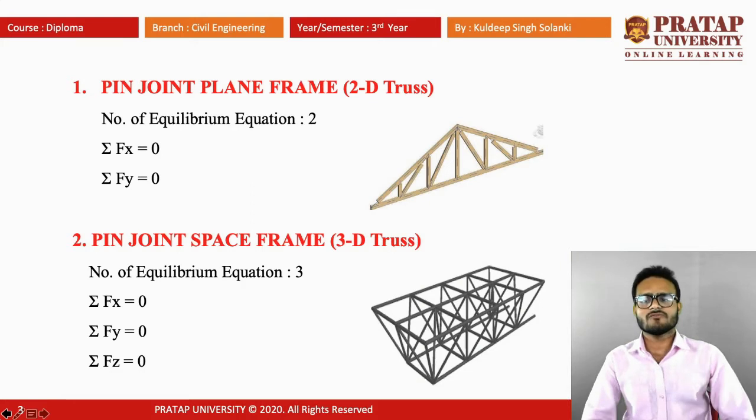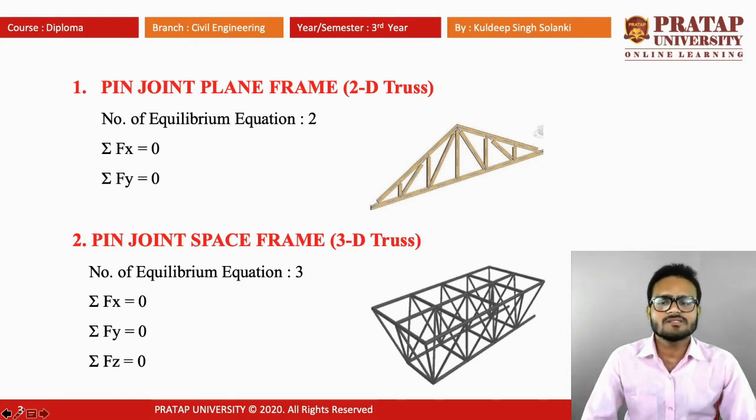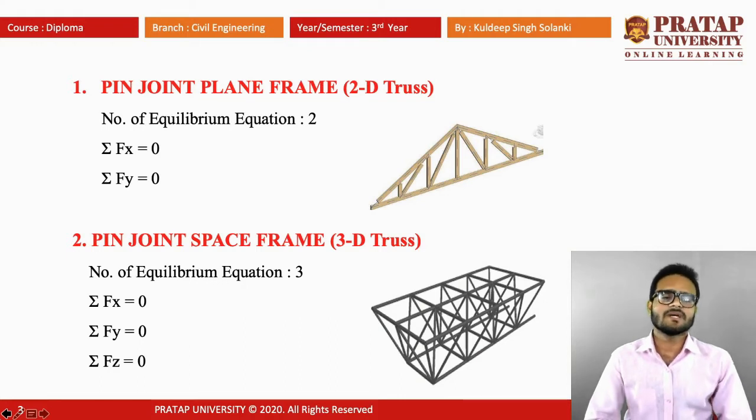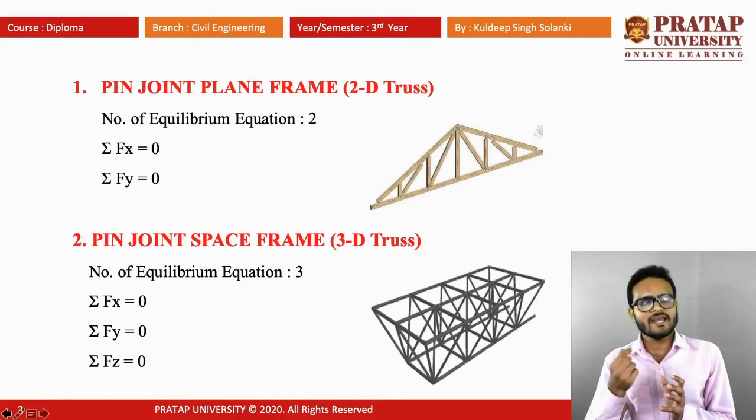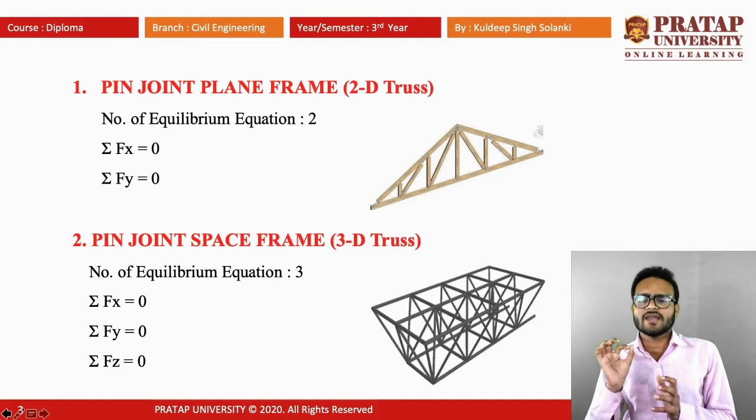First is summation of force in x direction equal to 0. Second is summation of force in y direction equal to 0. It means no movement on the truss. In this case, the truss doesn't have any movement at any point. The value of moment at every point is equal to 0. A rigid structure has some moment, but in case of truss, no moment.